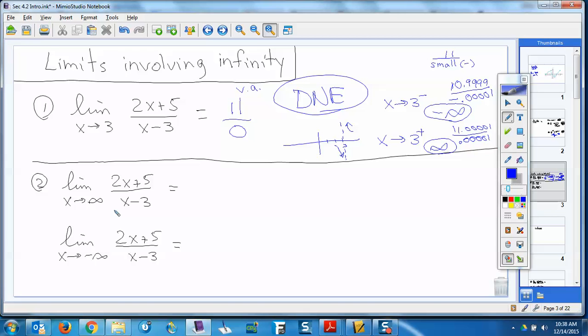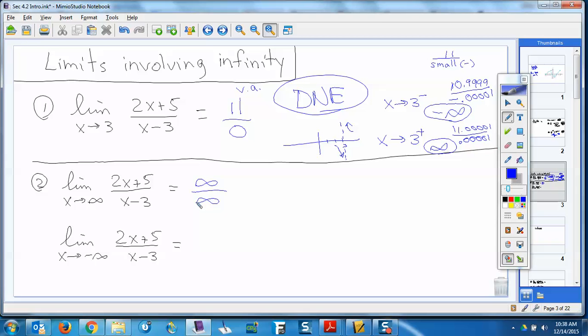Now, sometimes we say we could do substitution. We could just plug in an infinity. I mean, we could do that. Okay? So we could say here, all right, plug in an infinity. What's 2 times infinity? Infinity. Plus 5. Infinity. The top is essentially infinity. What's the bottom? You have infinity minus 3. Still infinity.